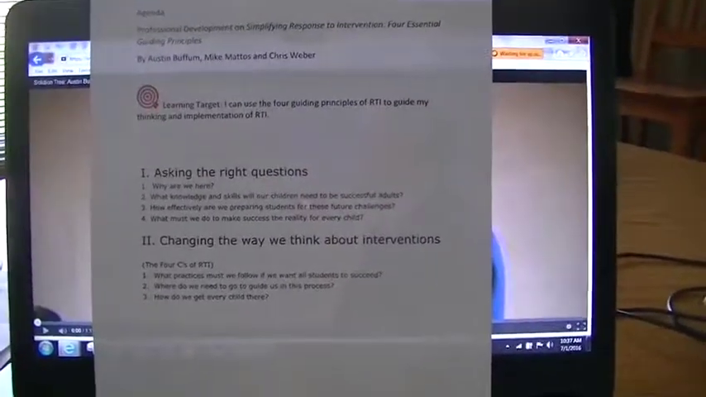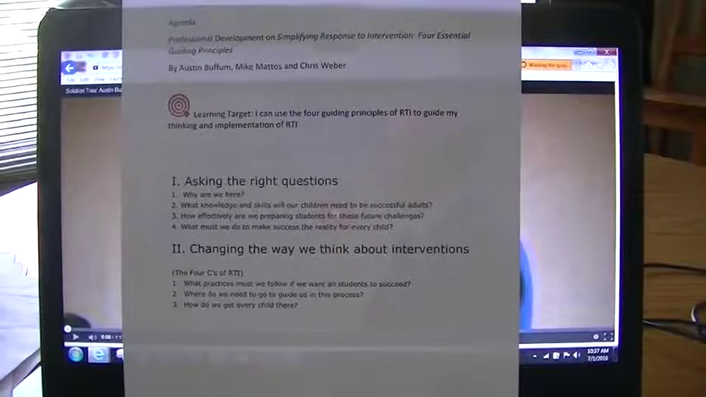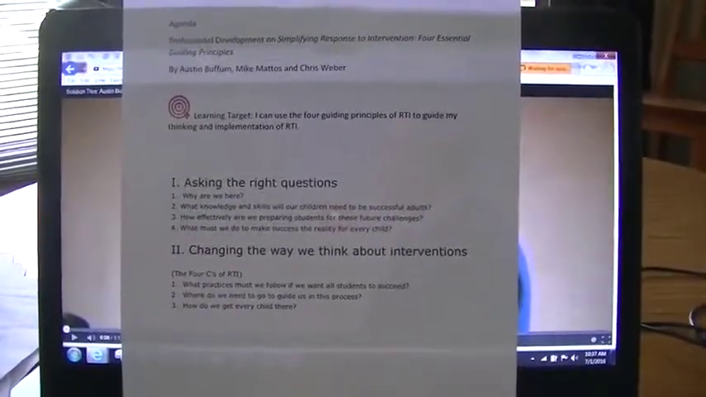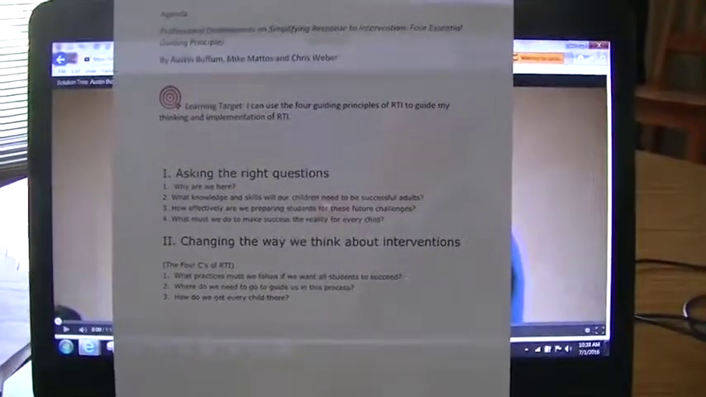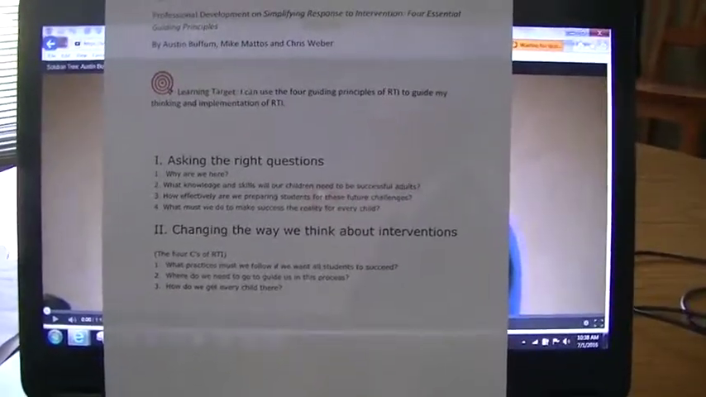Then the second part of my outline is changing the way we think about interventions, and it's the 4 C's of RTI. Number 1 is what practices must we follow if we want all students to succeed? 2, where do we need to go to guide us in this process? And 3, how do we get every child there?